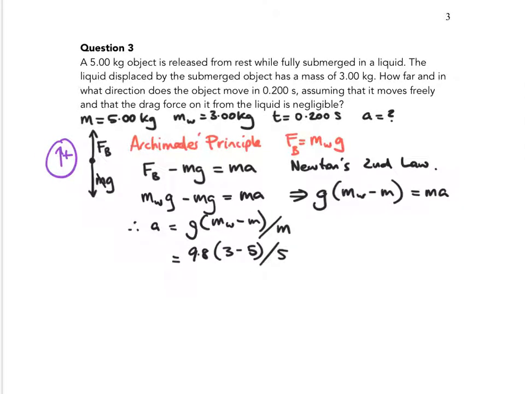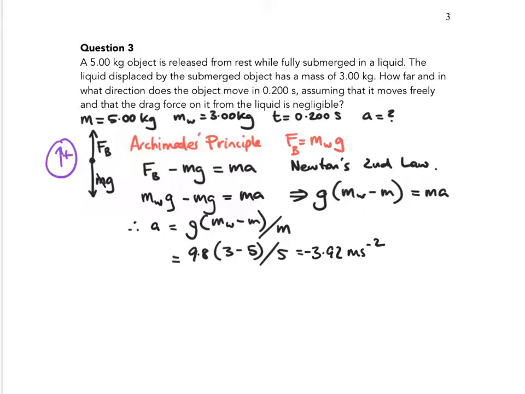And this equals 3.92 meters per second squared. Great. So we have the acceleration now, and this should be a minus sign as well. So this means that we're accelerating downwards. This means that the buoyant force isn't enough to push us against the gravity.